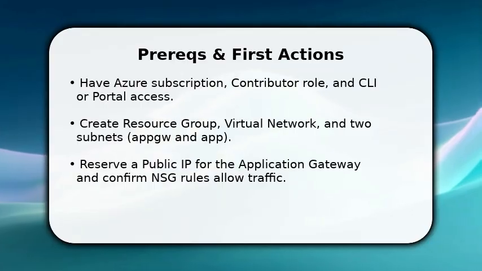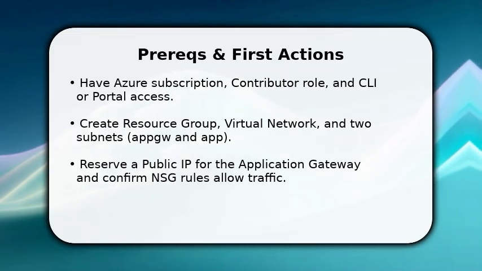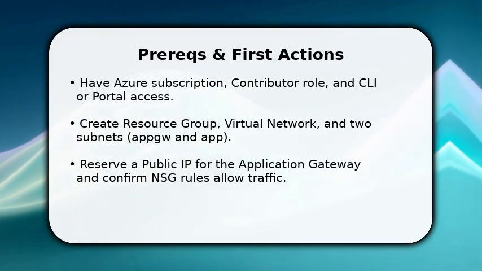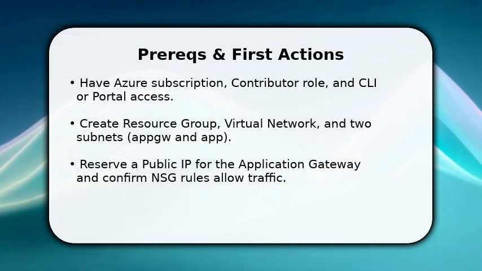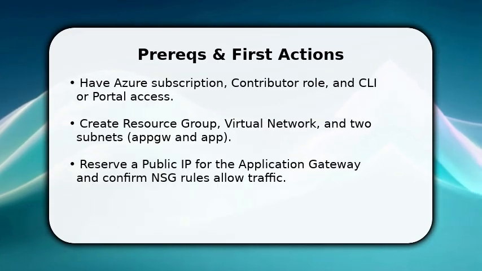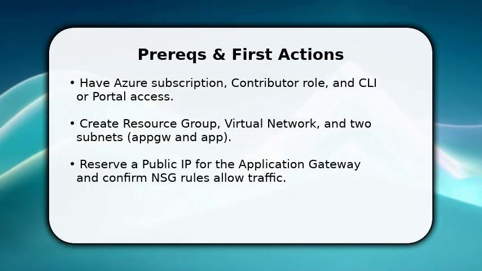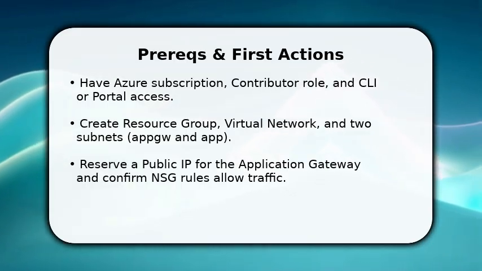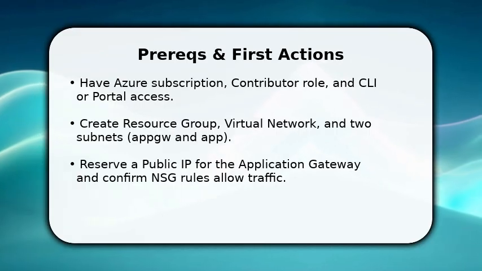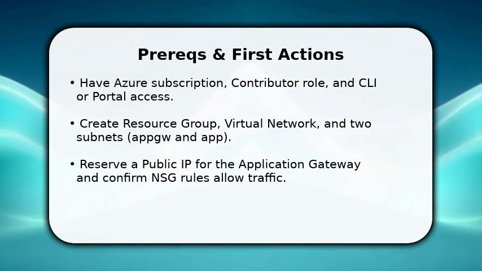You start by preparing the environment. You need an Azure subscription and contributor access so you can create resources. Once ready, create a resource group and a virtual network with 2 subnets, one dedicated for the application gateway and one for backend servers. Make sure to reserve a public IP for the gateway now. Then verify network security group rules allow required ports. These steps unblock everything that follows and prevent common permission and connectivity issues before you configure the gateway itself.